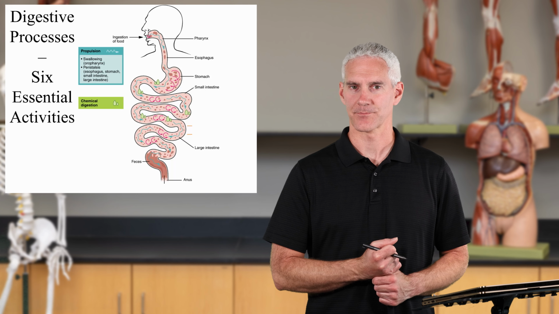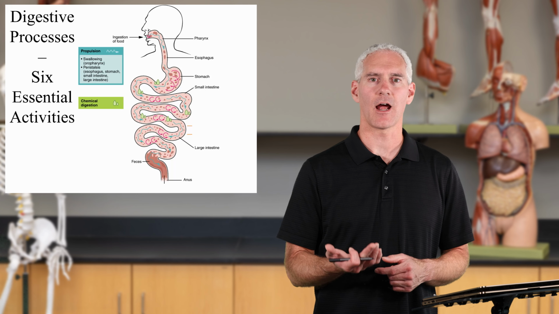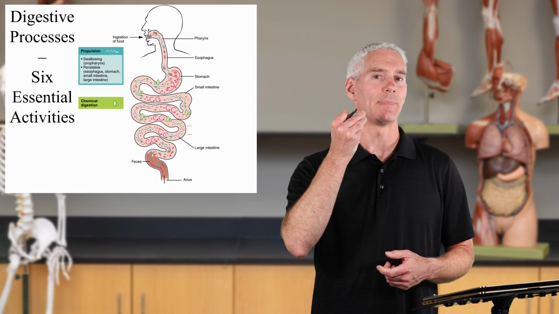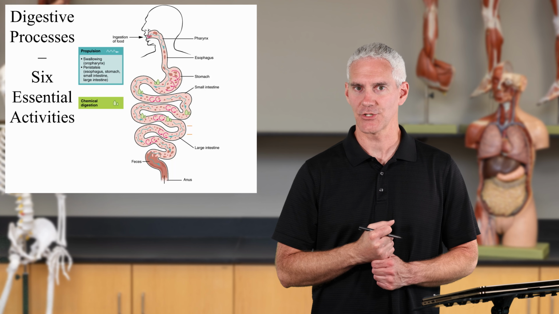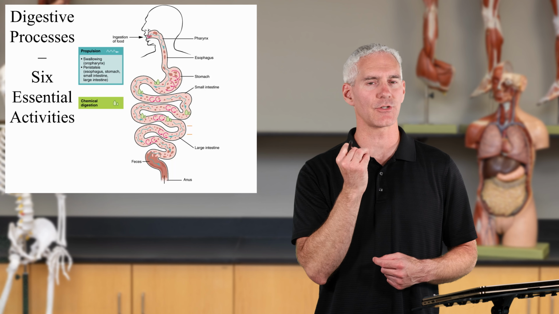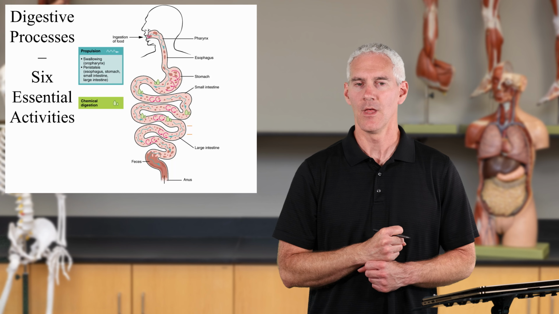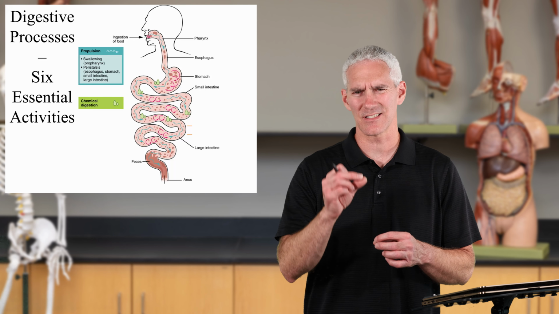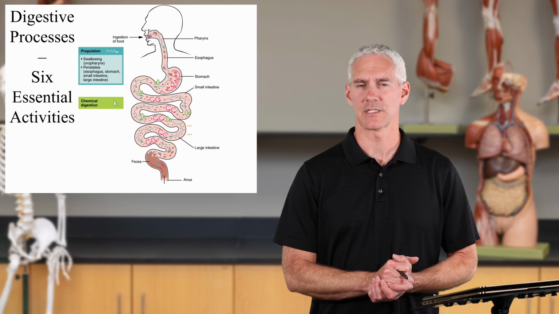Chemical digestion. Now, chemical digestion is using enzymes to break down the macromolecules. In your mouth, you're starting with some chemical digestion, because you're going to have some enzymes that start to break down starches in your saliva. You'll continue that chemical digestion in your stomach, your small intestines, even into the large intestines a little bit, but mostly it's done by the small intestines.